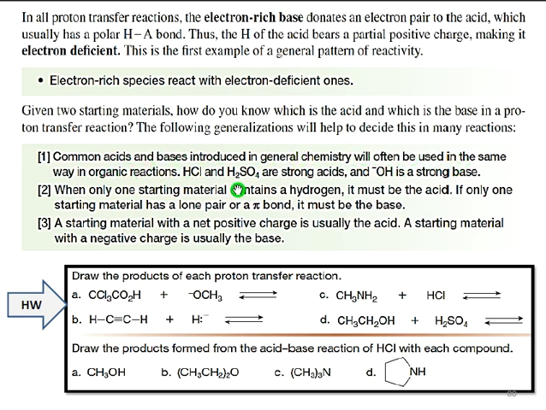That means HCl and H2O are strong acid, and OH minus is a strong base. When only one starting material contains a hydrogen, it must be the acid, because the acid is the proton donor. If only one starting material has a lone pair or pi bond, it will be the base. A starting material with a net positive charge is usually the acid. A starting material with a negative charge is usually the base.